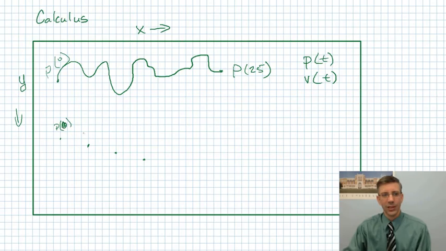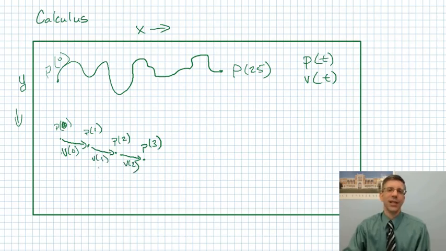Forgive my bad writing. Here's p of 1, p of 2, p of 3. And my velocity vector says add this here, add this here, add this here. So here's my velocity at time 0, my velocity at time 1, my velocity at time 2, and they're exactly the same. Now maybe here something happens, you bounce off something and your velocity changes. So now here's my velocity at time 3, and my new position 4 is now down here.